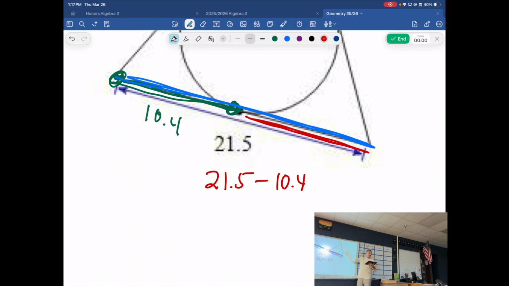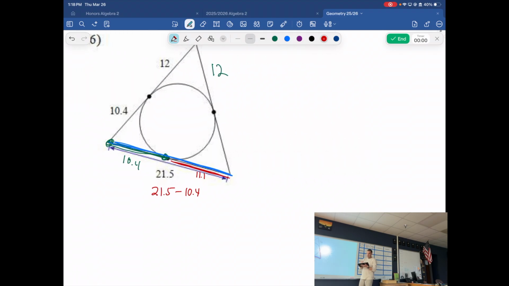11.1? Is that what it is? Yeah. So this is my red line is 11.1. So if that's 11.1, what does this one have to be? It has to be 11.1. Okay, and if I write it with a pencil instead, that has to be 11.1.